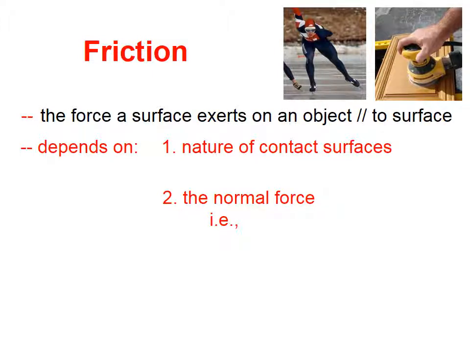Friction is the force a surface exerts on an object parallel to a surface. We talked in a previous lesson about the normal force, which is the force that a surface exerts on an object perpendicular or normal to a surface. Friction is the force a surface exerts on an object parallel to the surface.